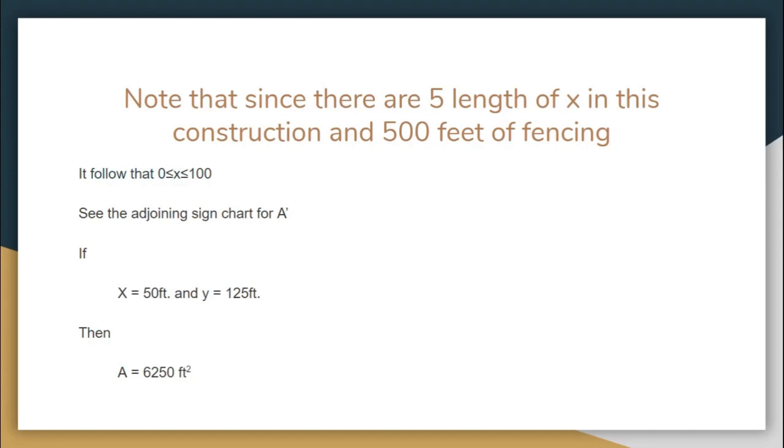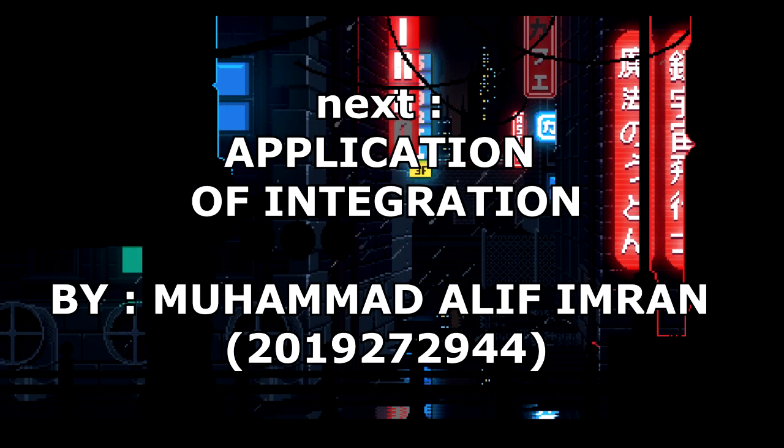See the adjoining sign chart for A prime. If x equal to 50 feet and y equal to 125 feet, then A equal to 6,250 feet squared.